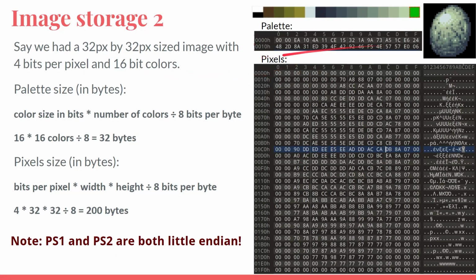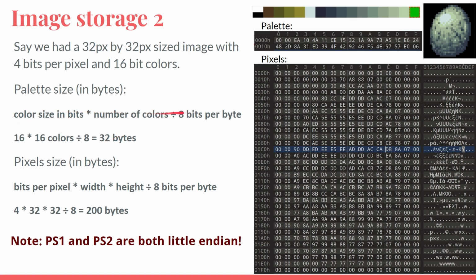Now this image is 4 bits per pixel, which means it has 16 colors, and the colors themselves are 15 or 16-bit, depending how you look at it. This is a PS1 image. The size of the color palette, because there are 16 colors and 16 bits per color, gives us 32 bytes after we divide by 8 bits per byte.